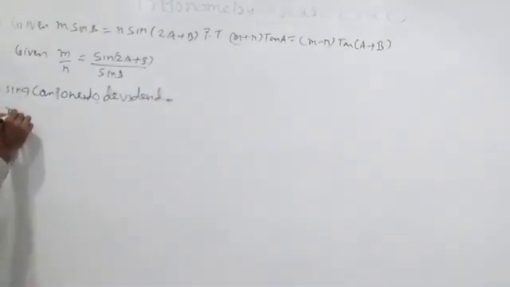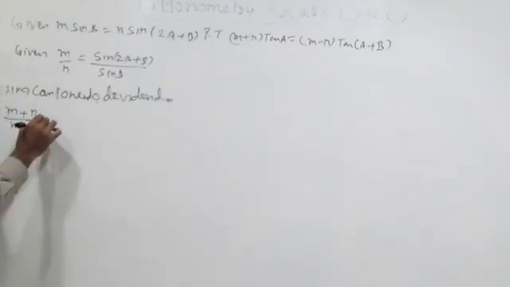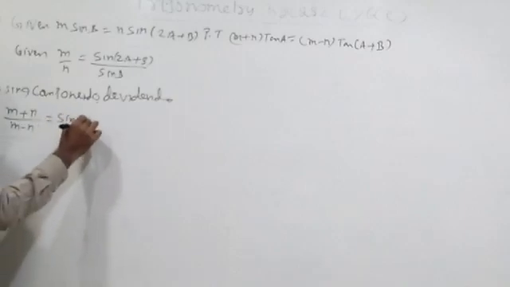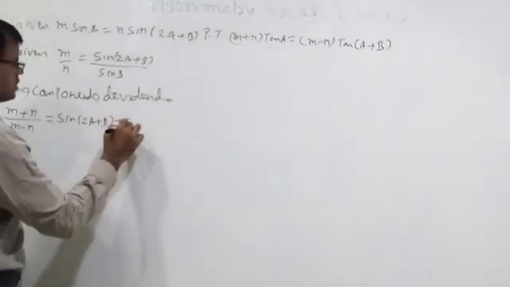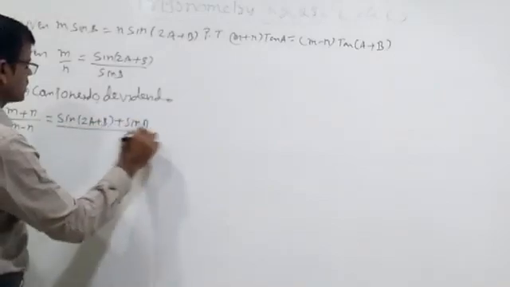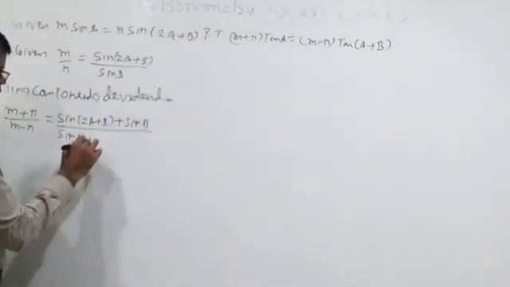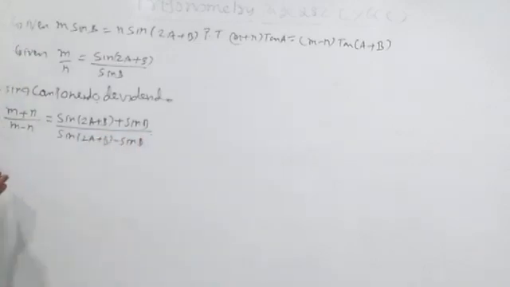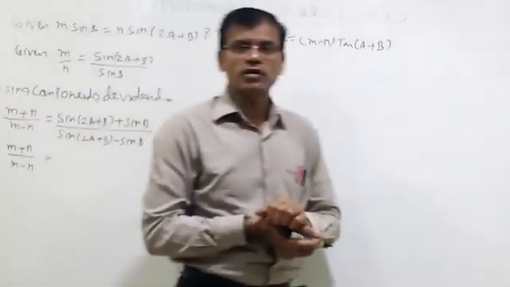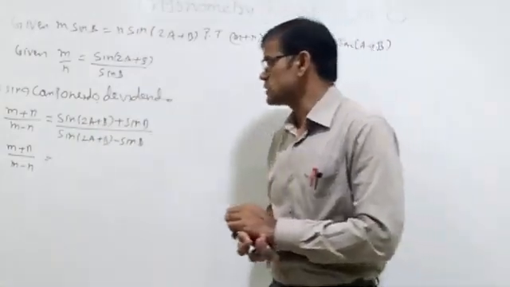Here componendo means numerator plus denominator for both values. So m plus n by m minus n is equal to sin of 2a plus b plus sin b by sin of 2a plus b minus sin b. That implies m plus n by m minus n is equal to, numerator in the form of sin c plus sin d and denominator in the form of sin c minus sin d.